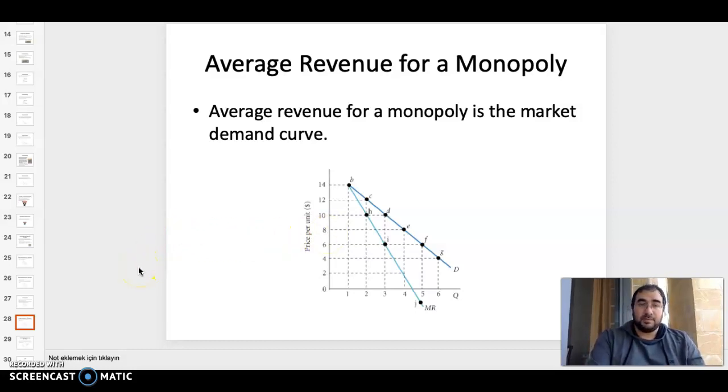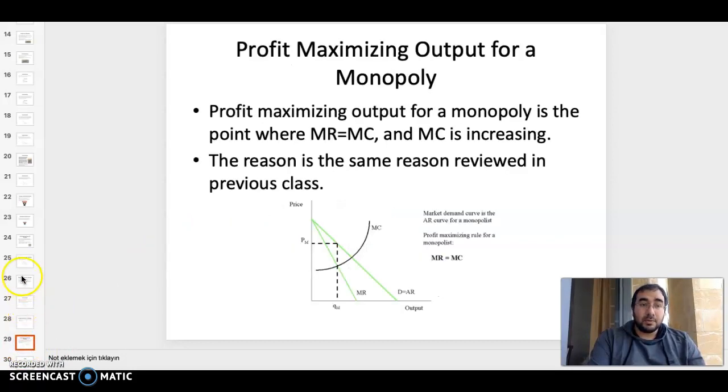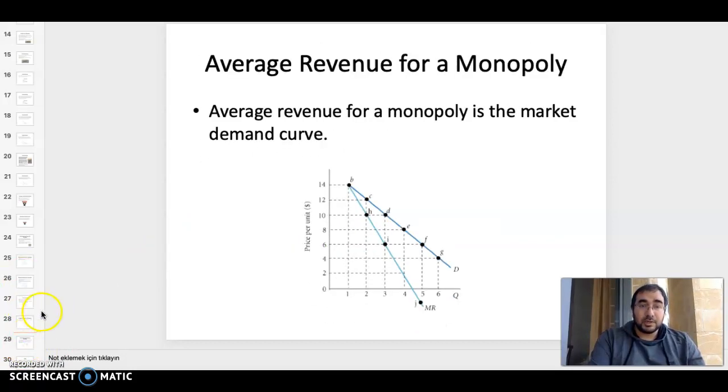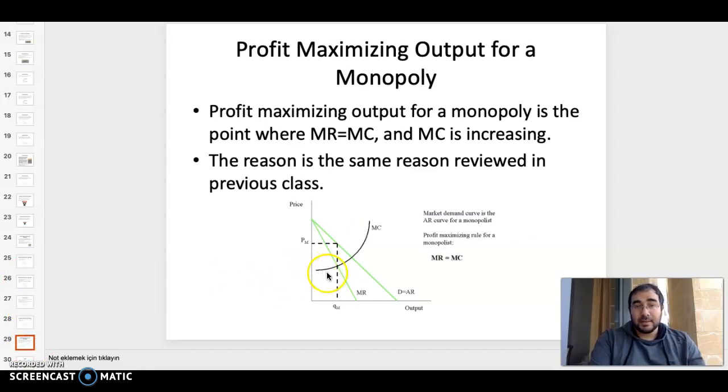This will become important. So our monopoly is producing at the point where the increasing section of the marginal cost curve, remember it could also have a decreasing section here, intersects with the marginal revenue curve. So that's just like before, but now the marginal revenue curve and the demand curve or average revenue curve are two different curves, but still our profit maximizing point is the point where the marginal revenue curve and marginal cost curve intersect.